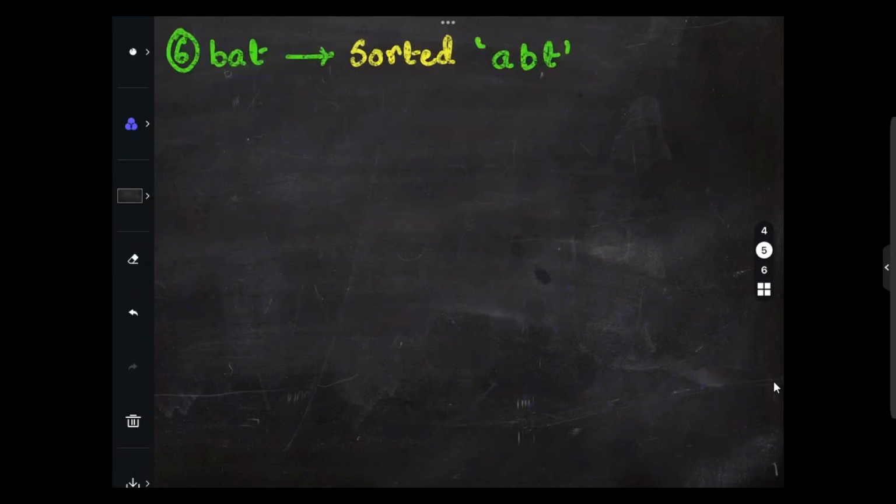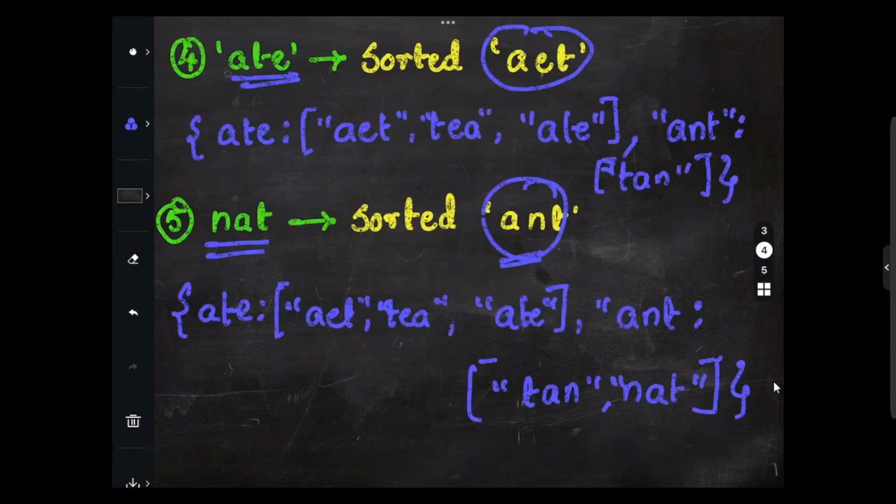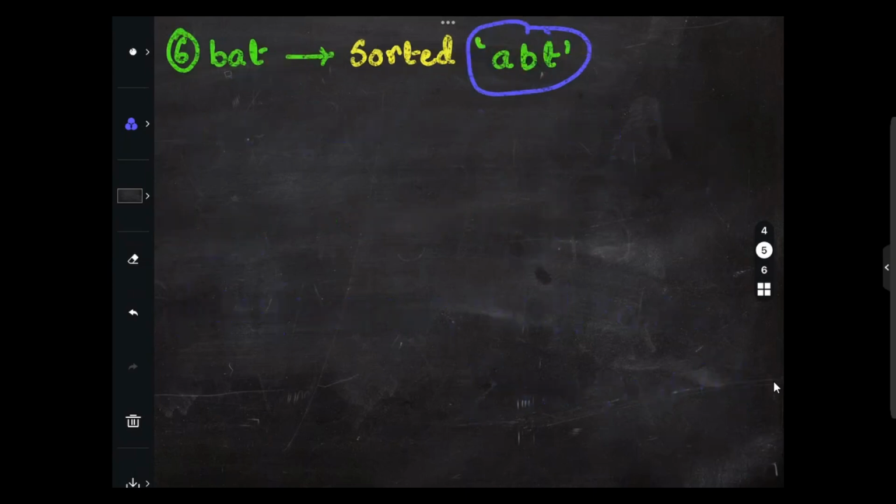So let's come to the final word here, bat. We got a new key here, right? When we sort bat, we get ABT. ABT is not present, right? Previously, when sorted, we haven't found ABT. We have found AET and ANT. So we got a new key here, and we will be pushing this one to a new array.